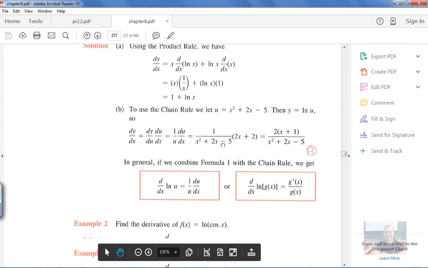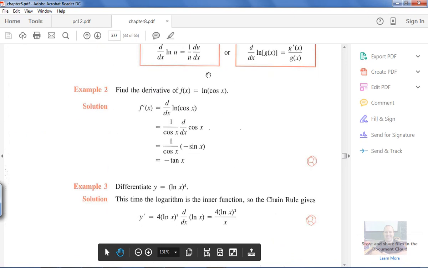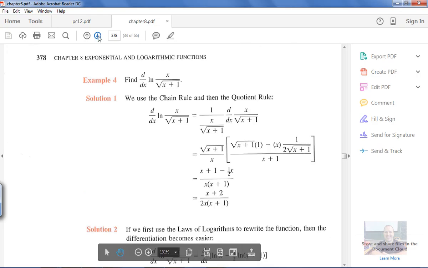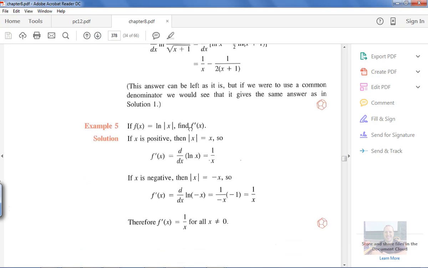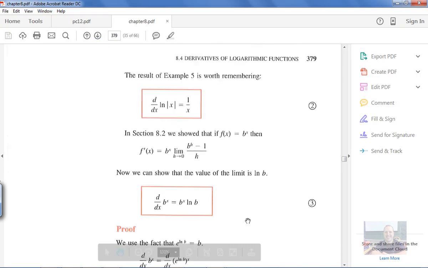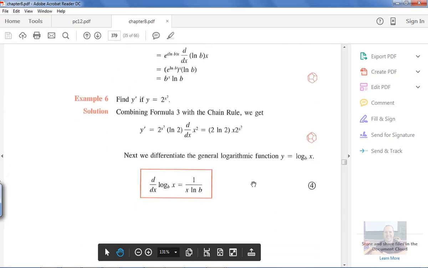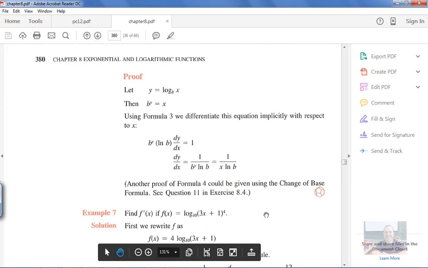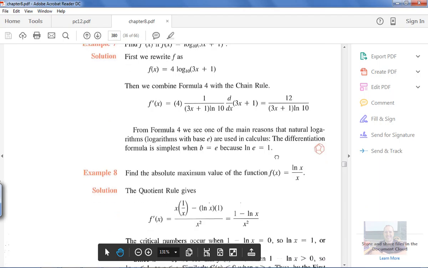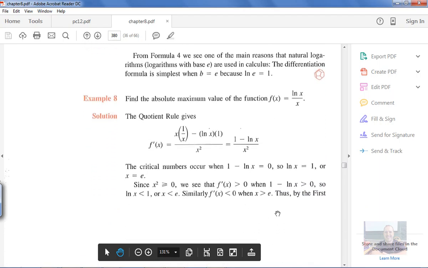So if we go right on over here to the book. Where is that? Question. What example is that? There we go. Okay, so this is right here.